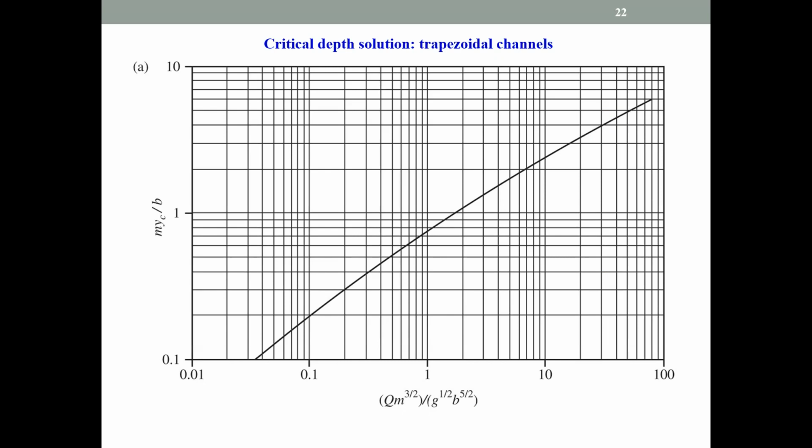Now, similar to the previous case, the researchers have developed a type curve like this for calculating this critical depth. So there, what you need to do, you substitute the flow rate here. Then you need the B, acceleration of gravity, and then you need the slope of this. If it is a trapezoidal channel like this, then you need what is this M. By knowing these parameters, you can find out this ratio here. What is it? M YC over B. So by known values here, you can find out what is this parameter.